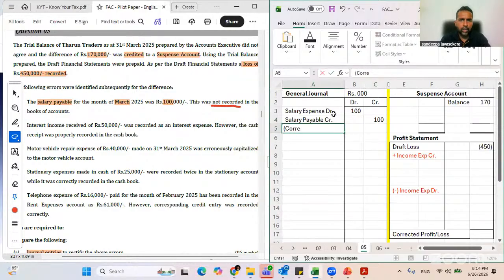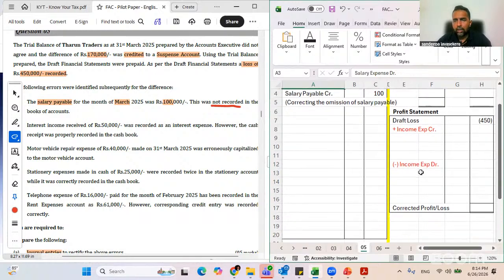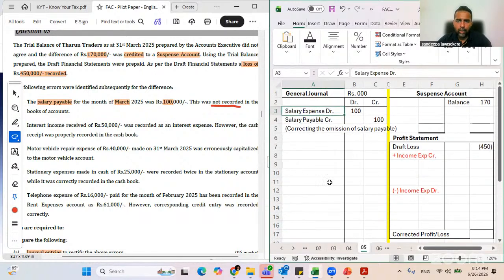Put the narration: correcting the omission of salary payable. Right. It has no impact on suspense, but the profit has an impact. Why? You know, an asset, liability or equity account does not impact the profit, but an expense, yes. Right? Now, let me explain this as well.